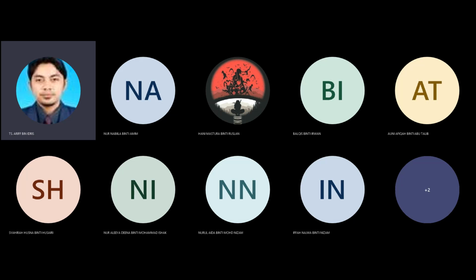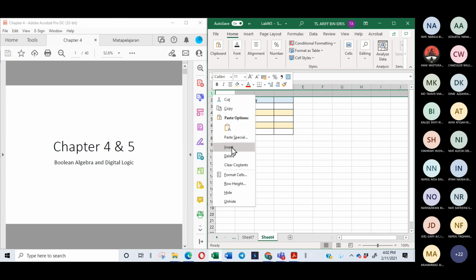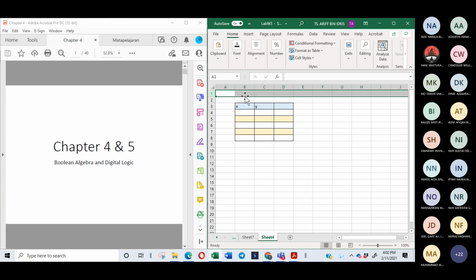Okay, so today we will continue with chapter 4, which is Boolean algebra and digital logic. So today's topic is Boolean algebra and digital logic.